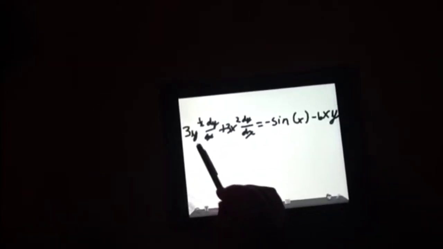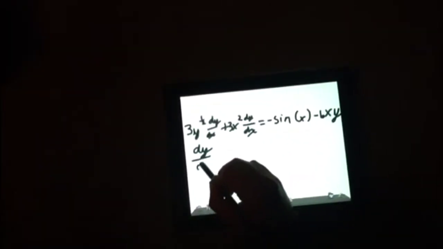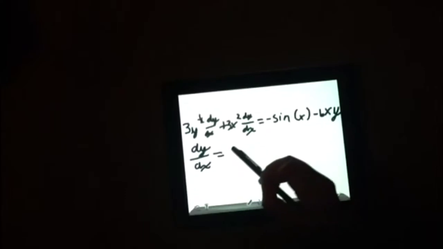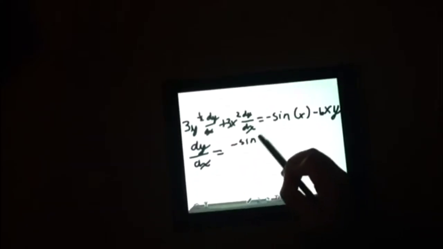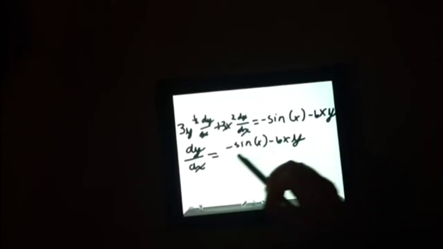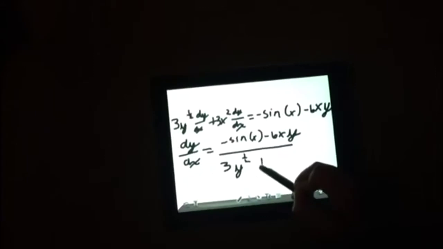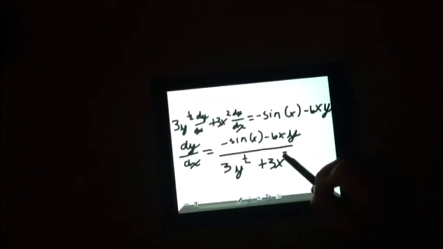And then after we factor out the dy over dx, we're just going to divide over the 3y to the 1/2 plus 3x squared in the denominator right here. So we get dy over dx equals negative sine of x minus 6xy all over 3y to the 1/2 plus 3x squared.